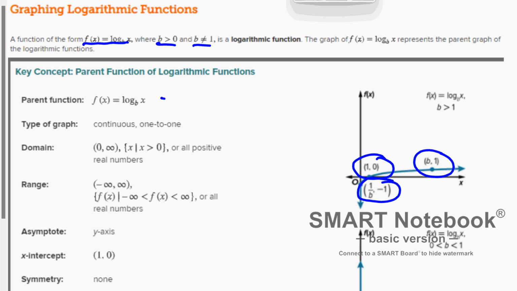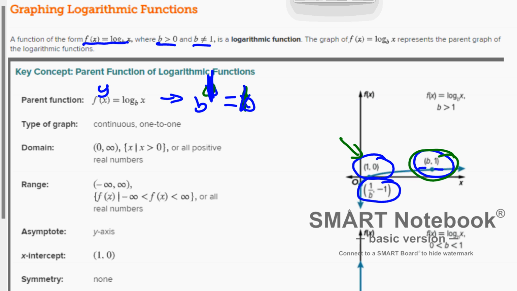And it makes sense because if I switch this to exponential form, and this is just y, wouldn't it be b raised to y equals x? So if I plug in 0 for y, isn't anything raised to the 0 power just 1? So that's why I have this point, 1, 0. 1 for x, 0 for y. It's just kind of backwards. And I always have this point because if I put in 1 here, b to the 1 is just b. So my x is b and my y is 1.